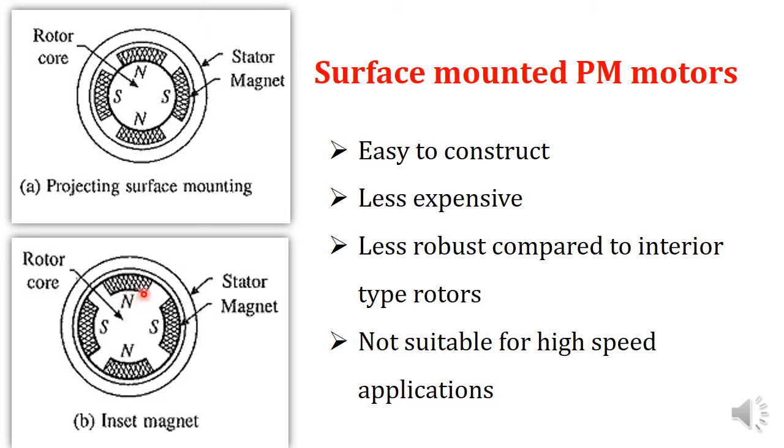So we can see that the surface of the inset magnet type permanent magnet synchronous motor is smooth. It is having a smooth surface. Rotor surface will be smooth, but here the rotor surface is not smooth. The rotor surface is irregular. These are the two different types of surface mounted permanent magnet motors.